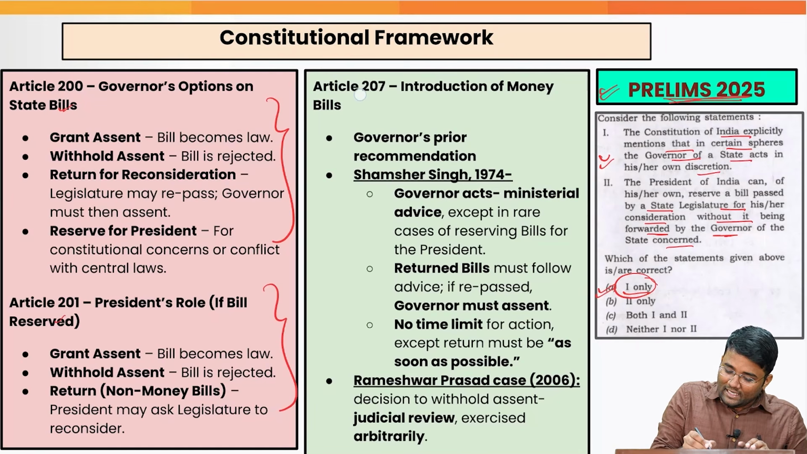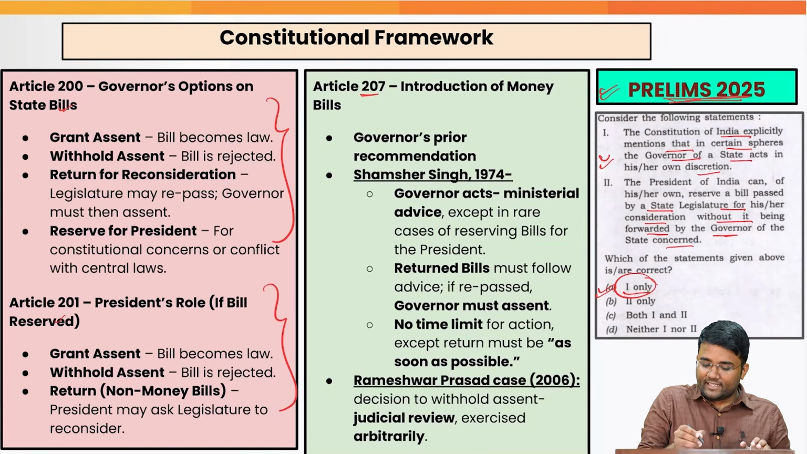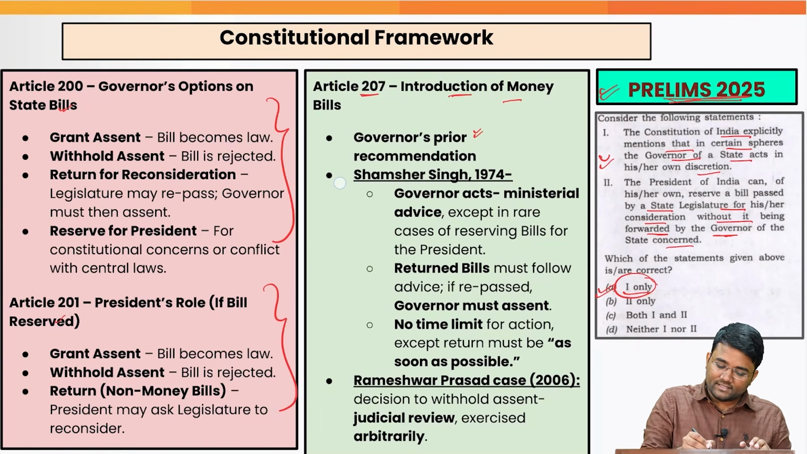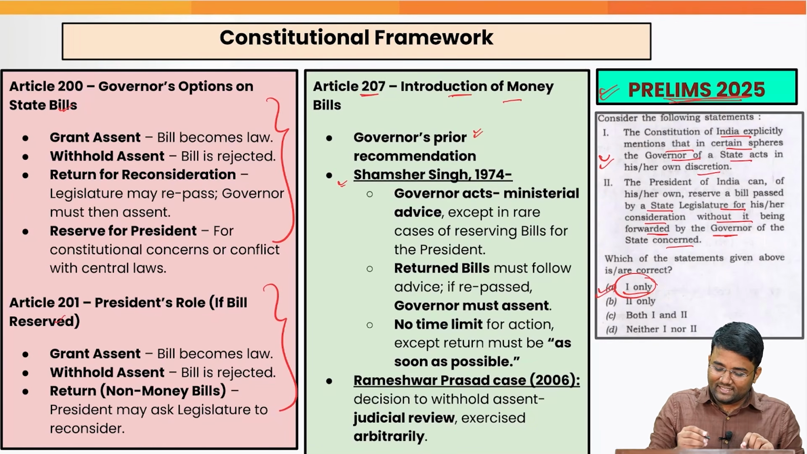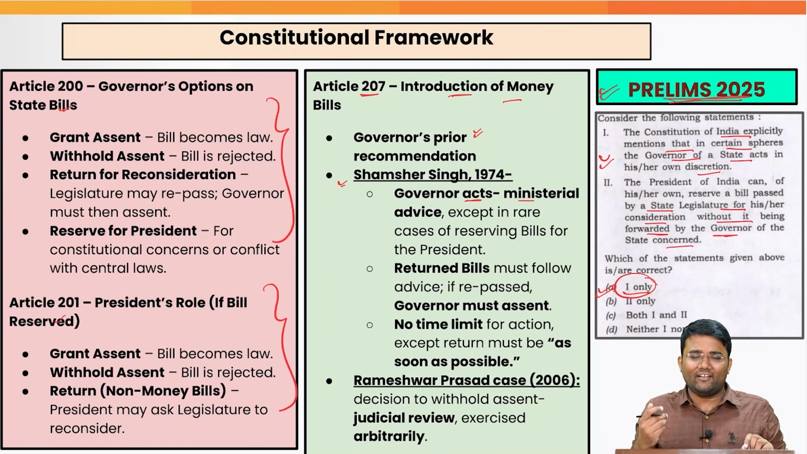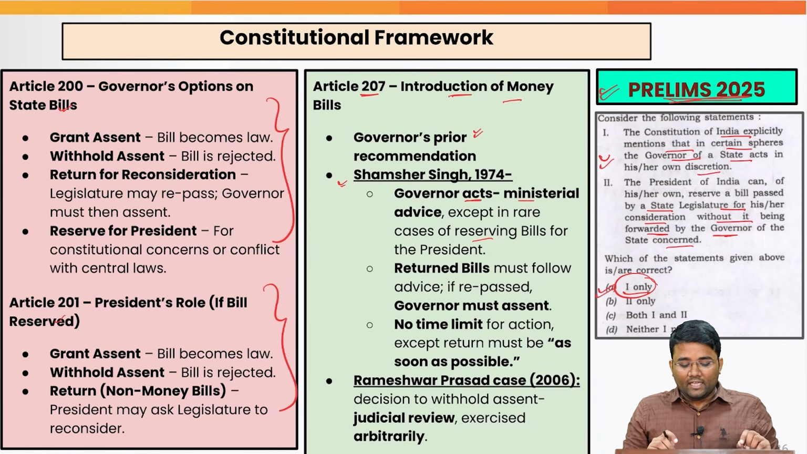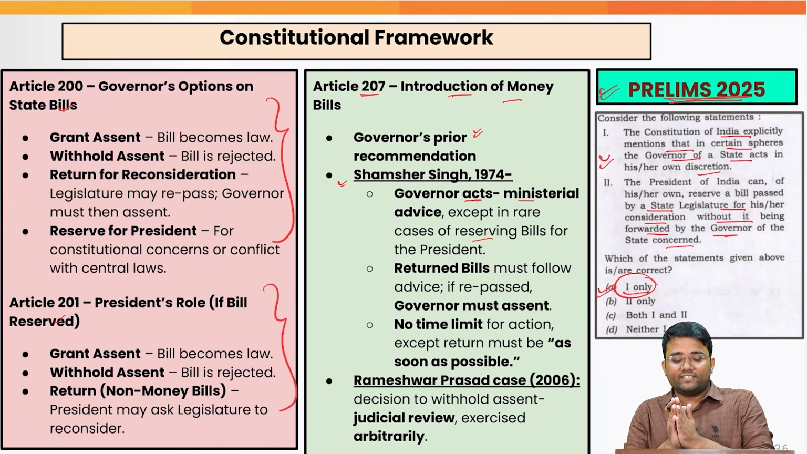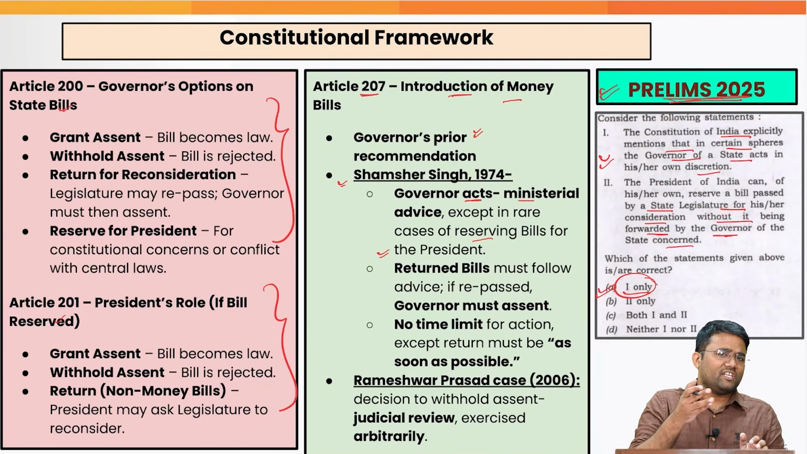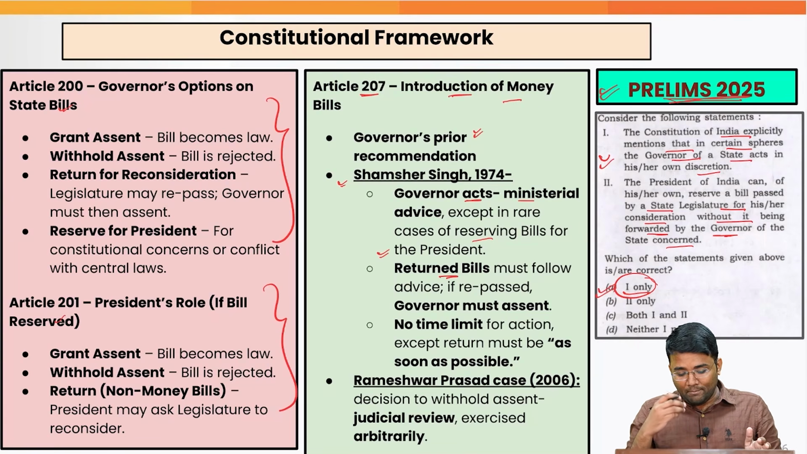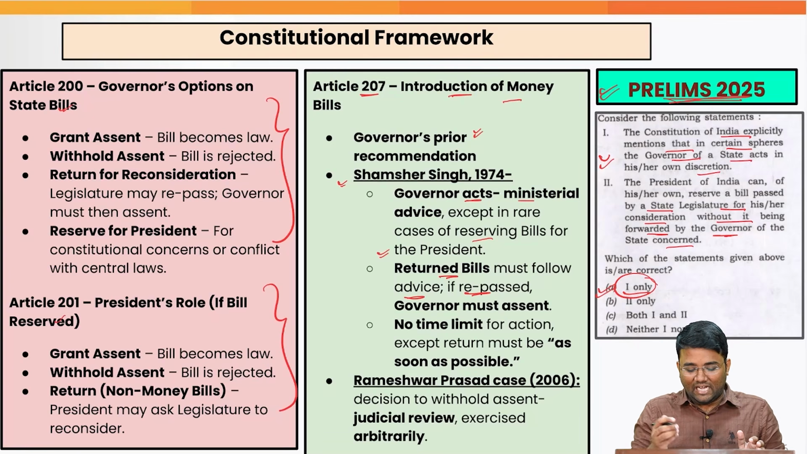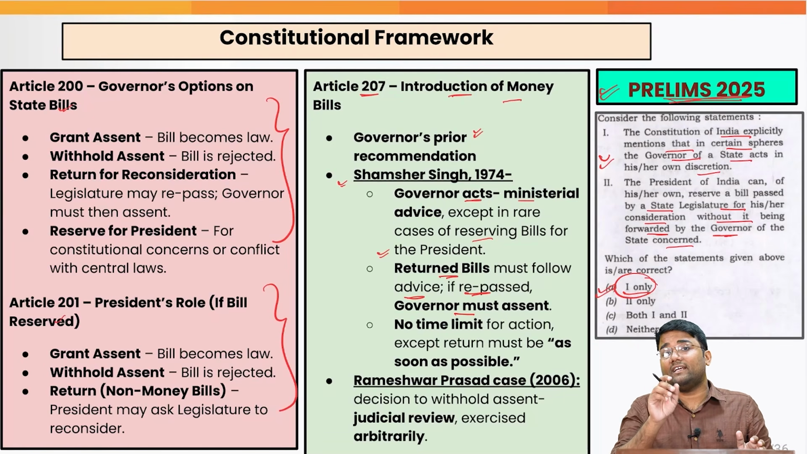Also, Article 207 says that in the case of introduction of money bills, the Governor's prior recommendation is necessary. And there were certain other judgments, like in the Samsher Singh case of 1974. The Supreme Court said that the Governor acts on the ministerial advice except in the rare cases of reserving bills for the President, which is a discretionary power given to the Governor. Also, the bills which are returned must follow the advice of the Council of Ministers, and if that is repassed by the House, then the Governor must give assent to the bill.